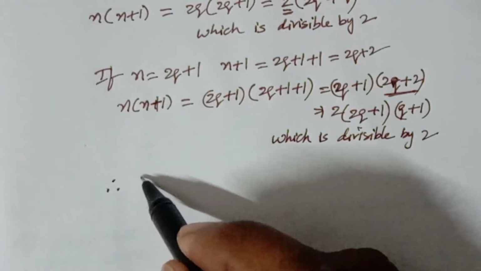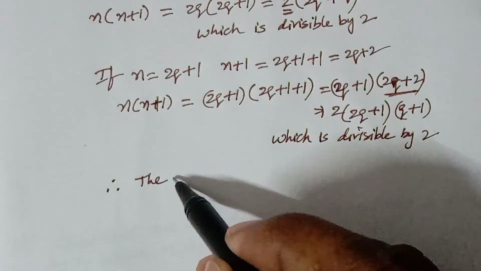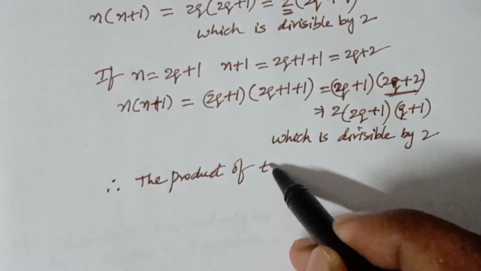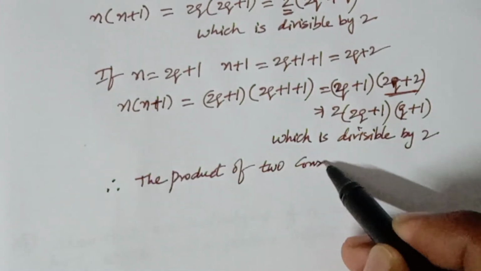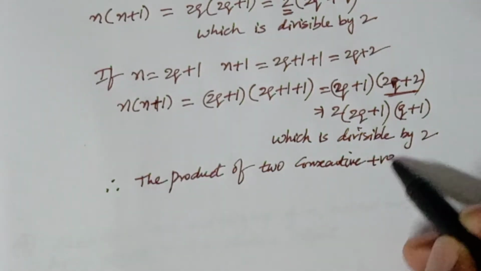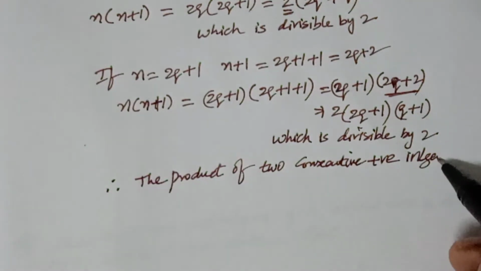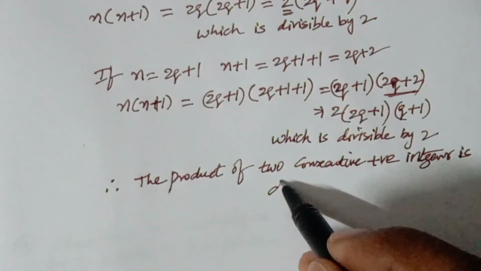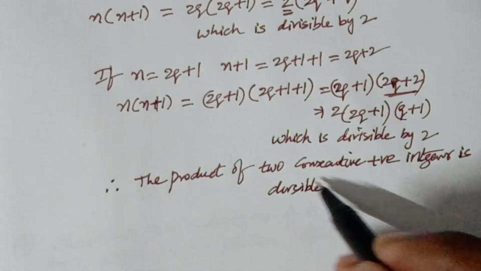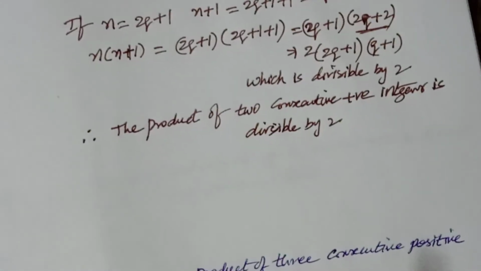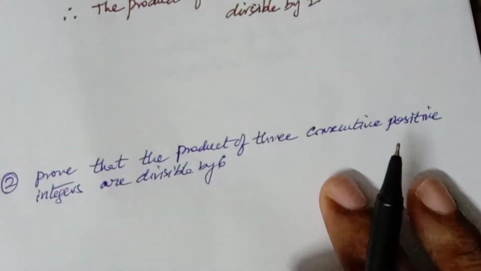By this you can say, therefore, the product of two consecutive positive integers is divisible by 2. This is the first solution. Now we'll go to the second problem.